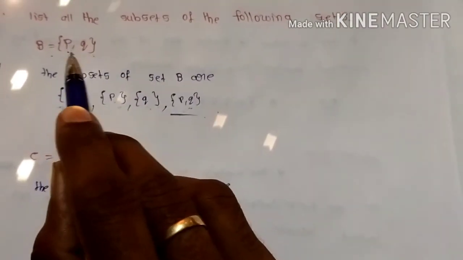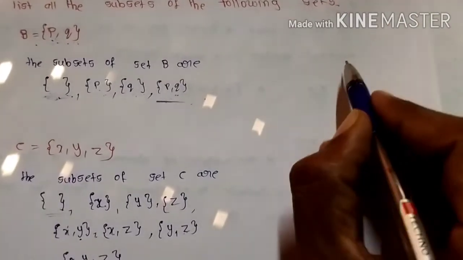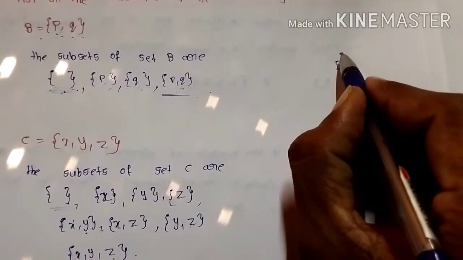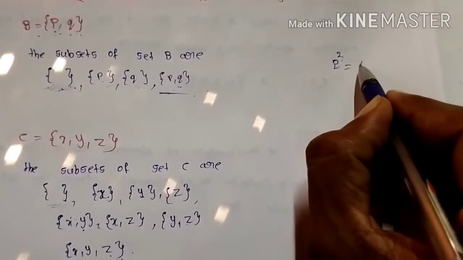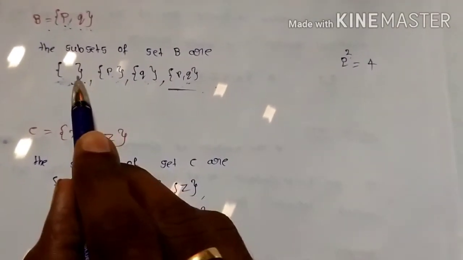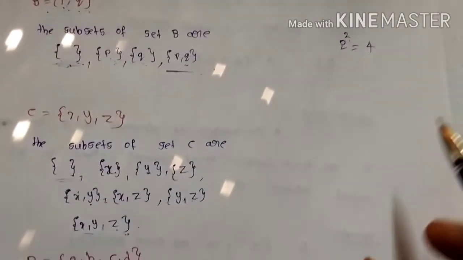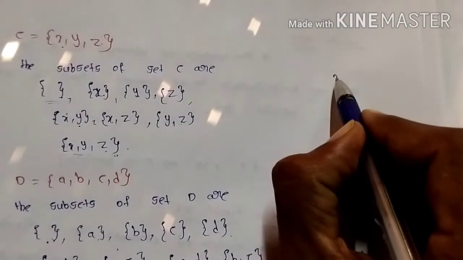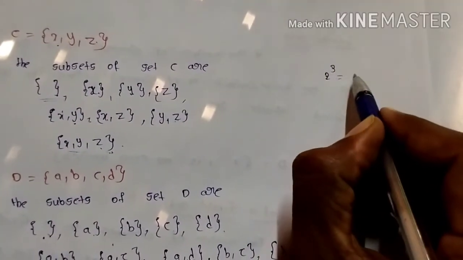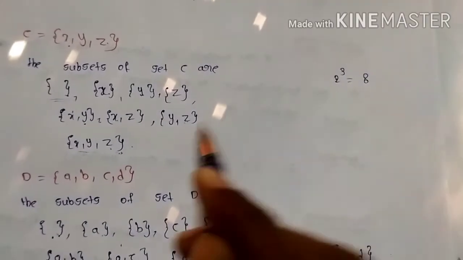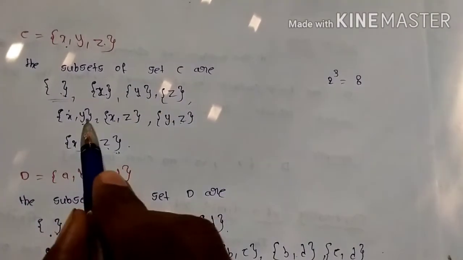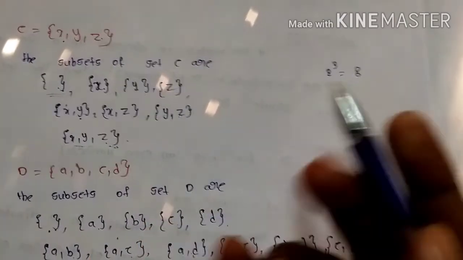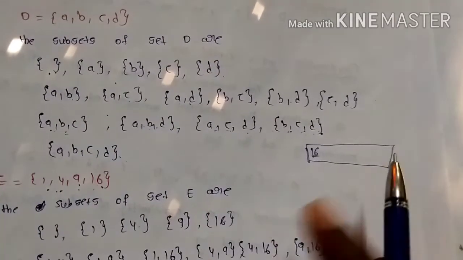How many elements are there in the given set? 2 elements. If there are 2 elements, the number of subsets is equal to 2 square. 2 square is how much? 4. Are you getting 4 or not? 1, 2, 3, 4. So your answer is correct. If there are 3 elements in the set, your answer will be 2 cube. 2 cube means how much? 2 cube is 8 only. 2 twos are 4, 4 twos are 8. Just count it: 1, 2, 3, 4, 5, 6, 7, 8. That means your answer is correct.